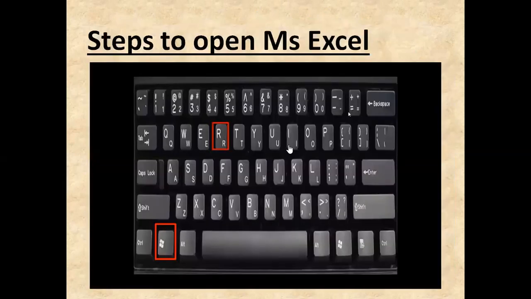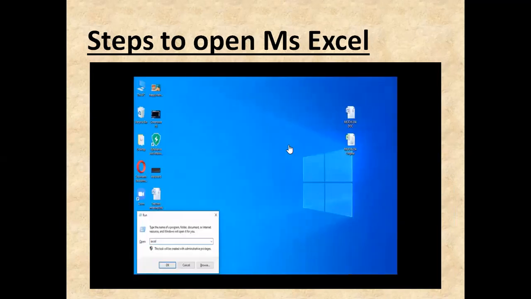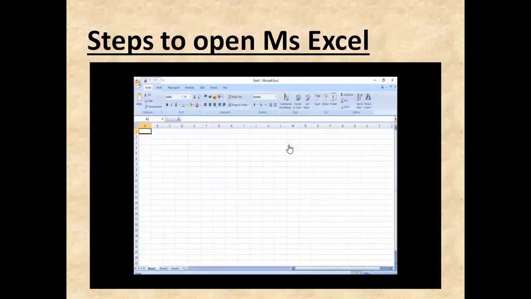Hello everyone. Today I'm going to teach you how to open Excel in an easy way. First of all, you have to press Windows plus R keys together. Hold the Windows key and press the R key together. Then you'll see this window. This is called the Run window. In the Run window, type EXCEL, Excel, and press Enter or click on the OK button. Then you'll see the Excel window here. Now start using Excel.